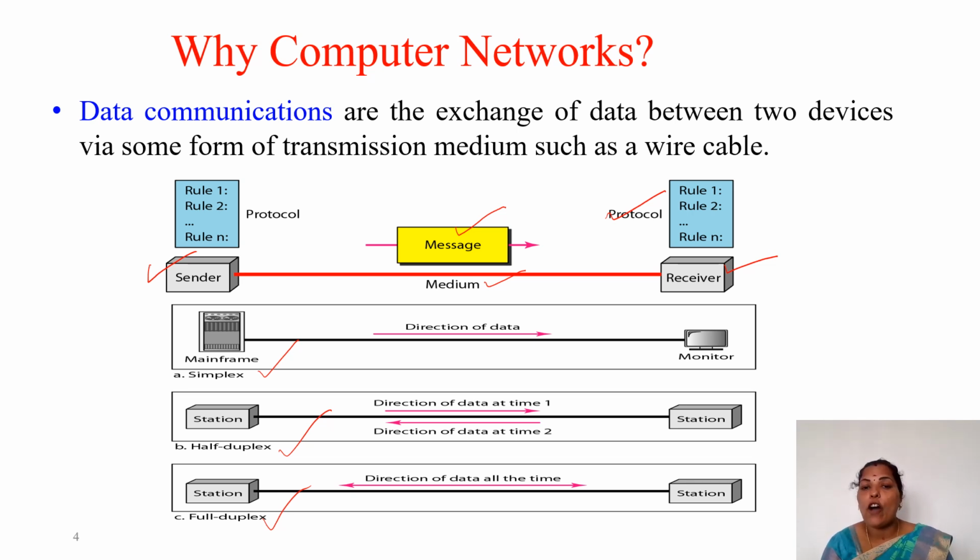Another type is half duplex. Half duplex means two-way communication is possible. We can send data in two directions, but not at the same time. At a time, only one direction works, and afterwards the next direction will work. So here you see the direction of data at time 1, station 1 to station 2, and at time 2, station 2 to station 1.